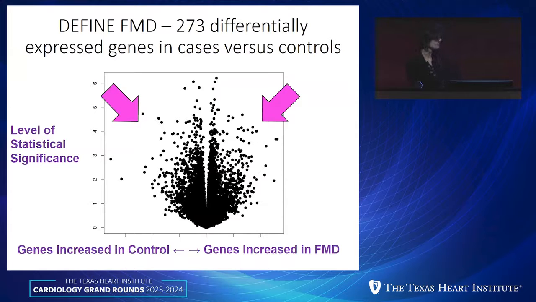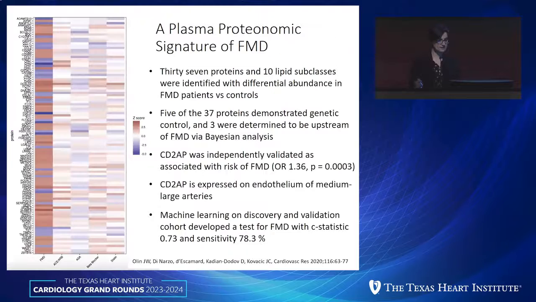Some data that we're coming out from this endeavor. Basically, they're able to look at the differentially expressed genes in cases versus controls. We found 273 different, as you can see on this volcano plot, the most significant and farther out here in patients, genes increased in FMD versus controls.